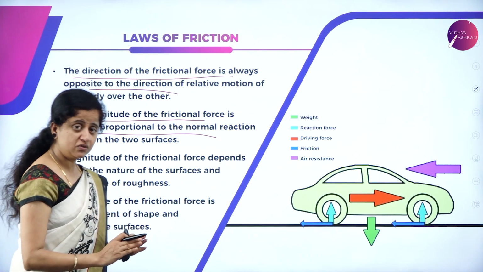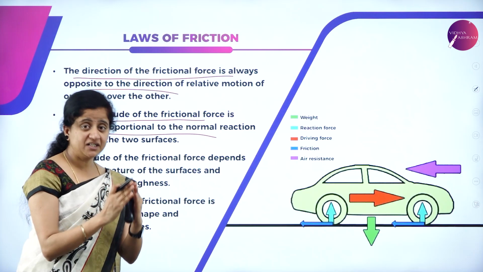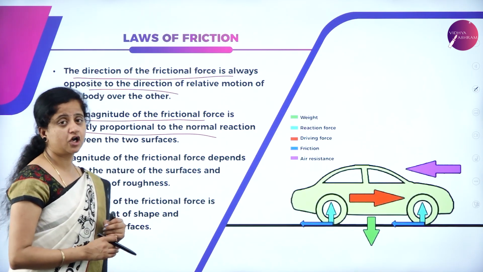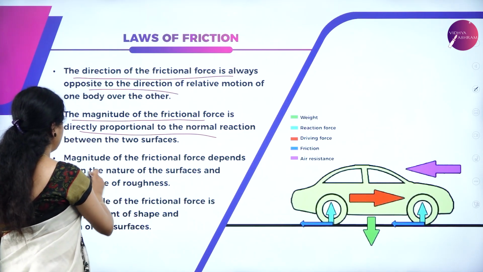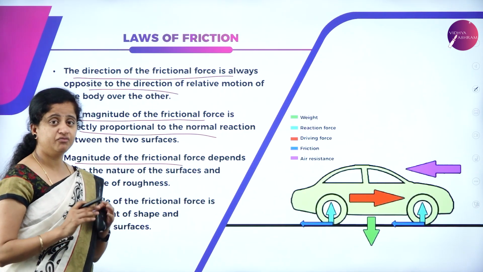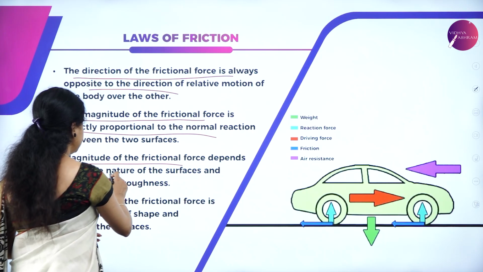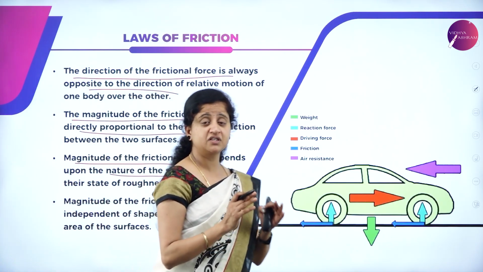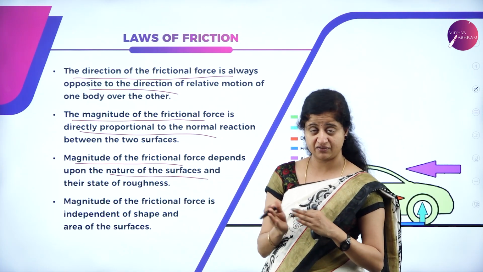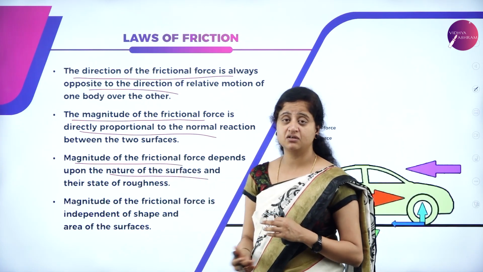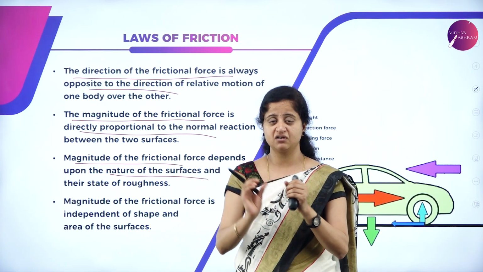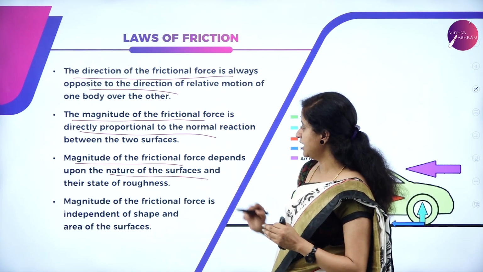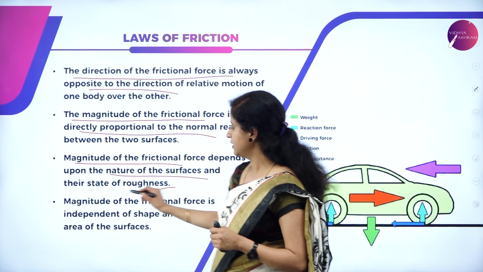So, when two surfaces are in contact, the magnitude of the frictional force is always directly proportional to the normal reaction. The other law is that the magnitude of frictional force depends on the nature of the surfaces and their state of roughness, because we know friction is caused by the nature of the surface. So how much frictional force exists between two surfaces depends on the nature of the surface and their state of roughness.